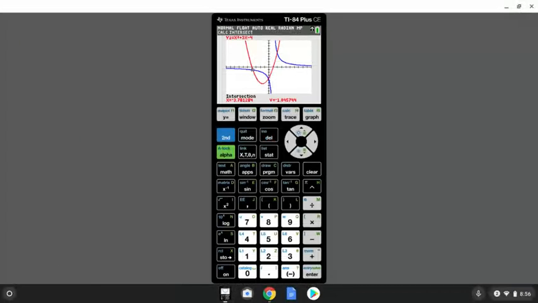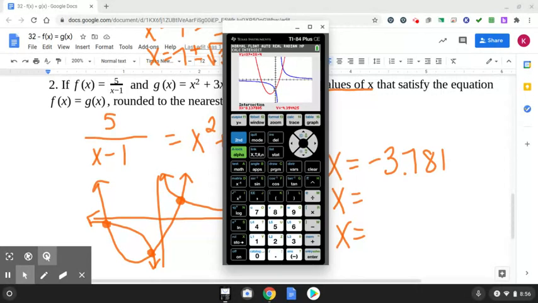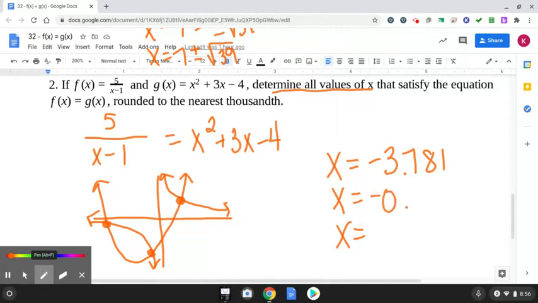Now I'm going to do it again because I'm looking for all 3 of my values. So I press second, trace again, press number 5. Now I'm going to hover over the next point. Again, I want to get right on top of it. Then I press enter 3 times. And that intersection point is negative 0.138. Again, only the x values. And then I'm going to do it for the last time.